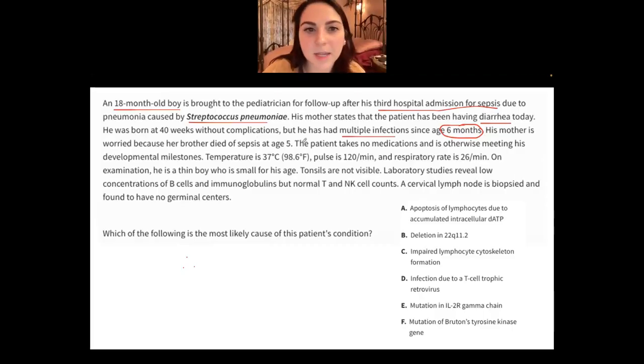Okay, so brother died of sepsis at 5. Kind of along the lines of it's another male. This is a male. Patient takes no medications. Okay, meeting developmental milestones. So what does this mean?